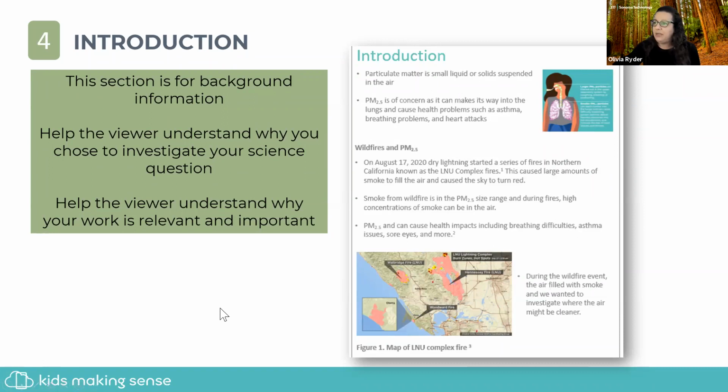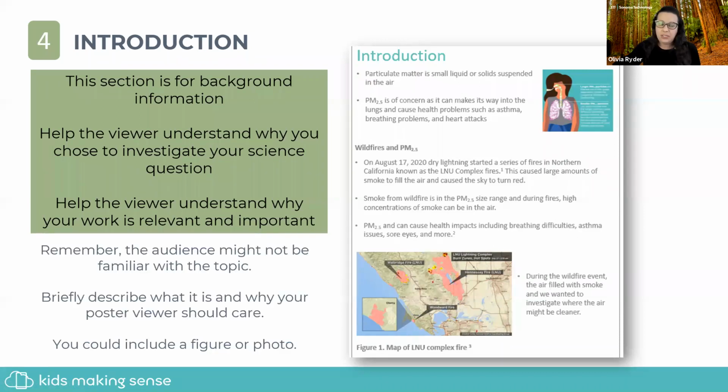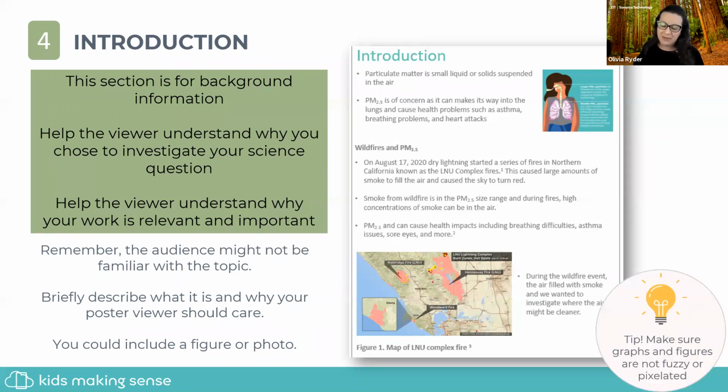And then one additional tip here is, one tip is to make sure that the photos that are being used aren't fuzzy or pixelated. Some of the important information might be lost if people are having a hard time seeing the details in the image that's being used. So that's just a small tip that could be helpful there.